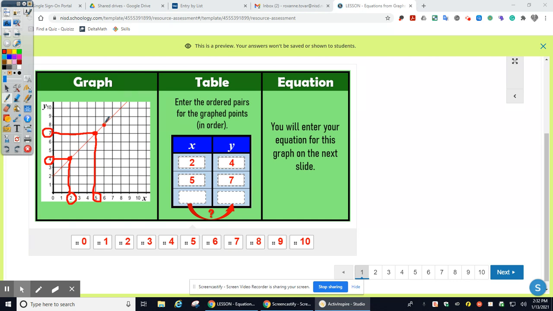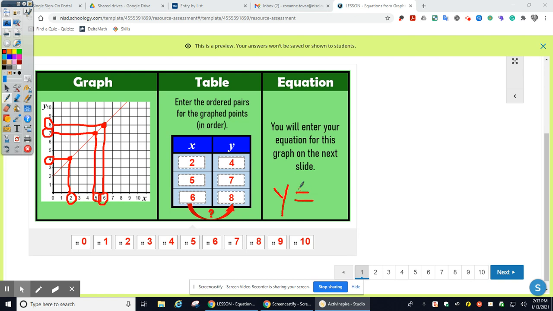Now I'm going to locate the last dot that I see on my graph. I'm going to go to my x values, and my x is 6 and my y is 8. So we have 6 for the x and 8 for the y. Now that we've entered the ordered pairs in order of the dots on the line, we are going to figure out the equation. Remember, when we write that equation, we want y first because y is our total.